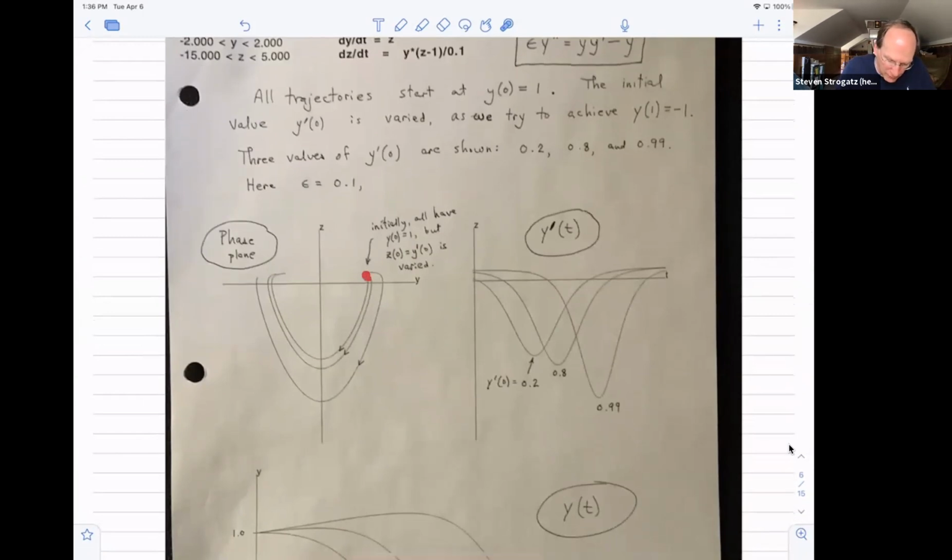So notice I'm starting over here at y equals 1. This is my y-z plane. I don't know if those are visible. This is y. This is z. So I started them all on the same vertical line, and they all make their merry way around. But who lands in the right place at the right time?